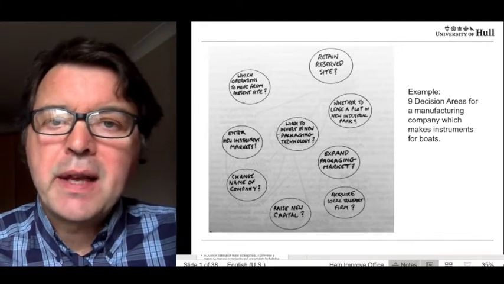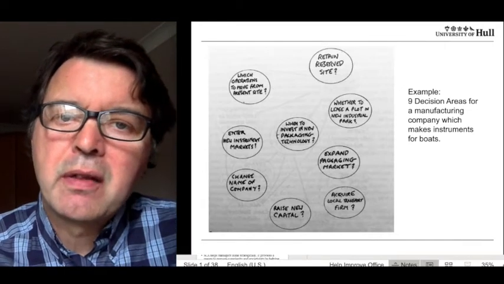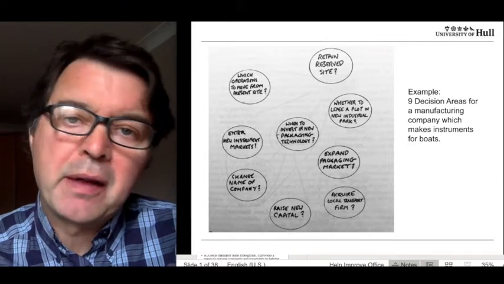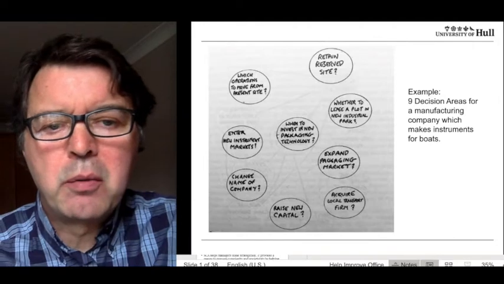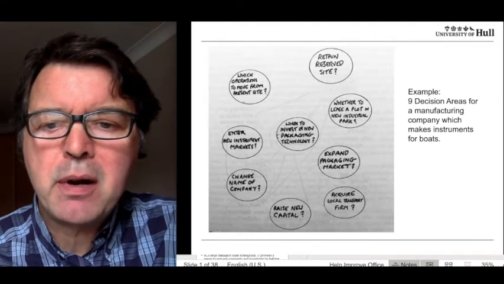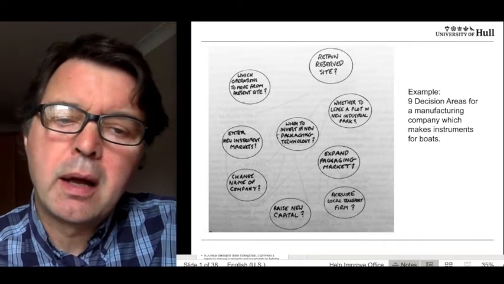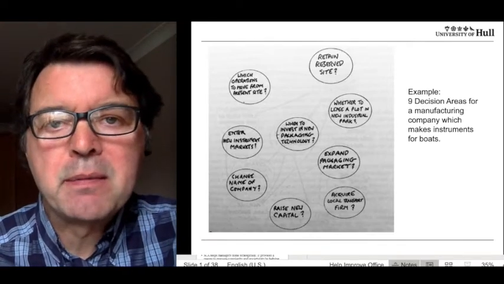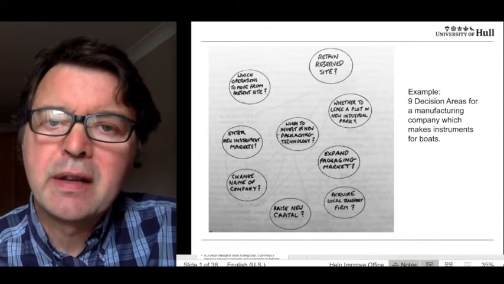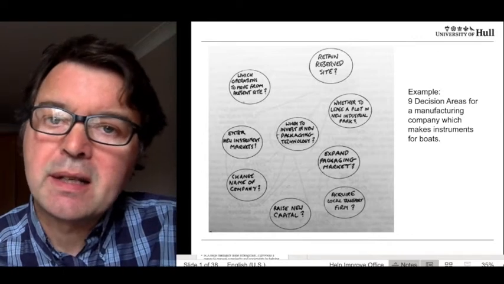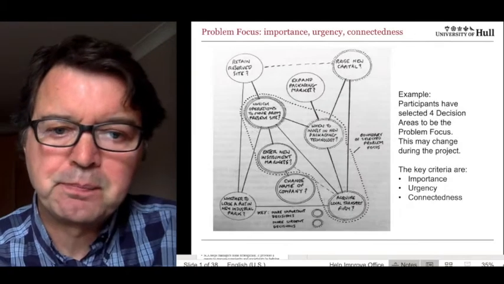These are obviously a fairly random set of decision areas that have been identified by the managers within this organization. We've put them on a piece of paper, and of course this could be on a flip chart on a wall. The next thing we want to do is explore these decision areas to see to what extent they are related and to evaluate them to some degree.